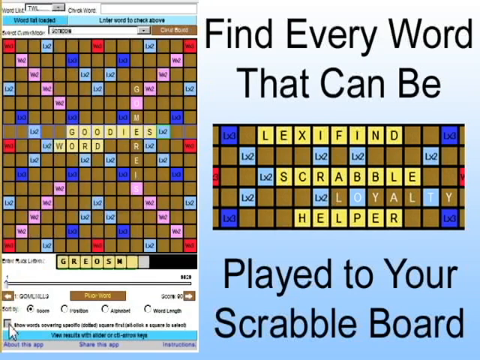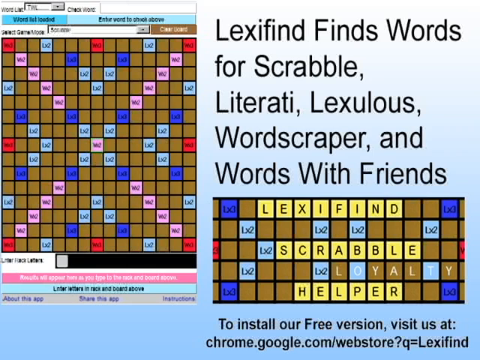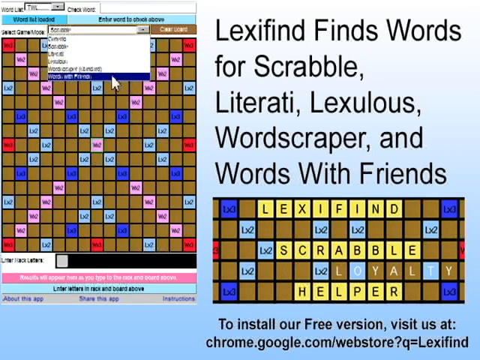Welcome to this demonstration of the Lexifind Scrabble Helper, a web application that installs and runs inside your browser and allows you to see every word that can be played to your Scrabble or other word game board. The other word games that are supported by this app are Literati, Lexulus, Word Scraper, and Words with Friends.